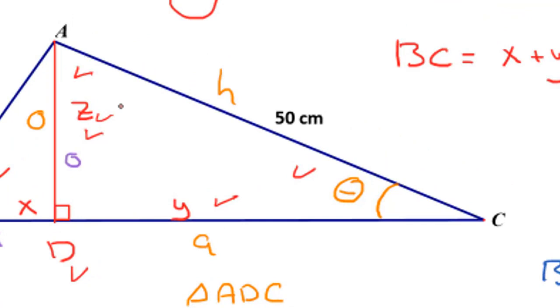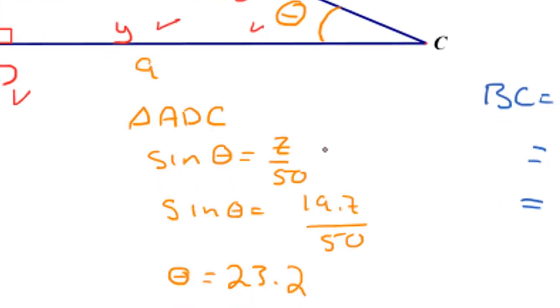I can use Z and H in the triangle on the right hand side, triangle ADC, to solve for angle theta. Z is the opposite, H is the hypotenuse. I'm going to use sine of theta equals Z over 50. I know that Z is 19.7, so sine theta is going to equal 19.7 over 50. Moving sine over to the other side, making it sine inverse, I can calculate that theta is going to equal sine inverse of 19.7 divided by 50. When I plug everything into my calculator, I end up getting theta equaling 23.2 degrees.